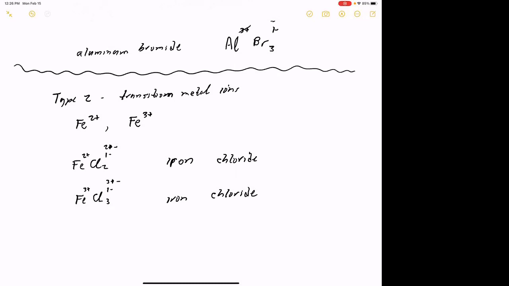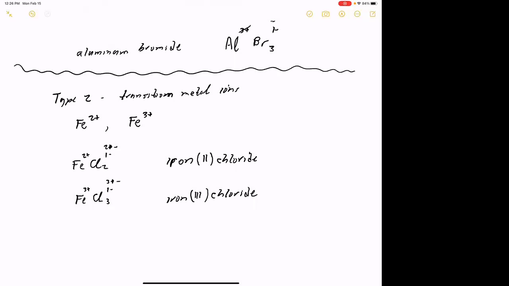What I'm going to do is after the iron part, after the metal ion, I'm going to put parentheses. And in those parentheses, I'm going to put Roman numerals to specify the charge on the iron ion. So in the first case, it's an iron 2. In the second case, it's an iron 3. So now, by putting those parentheses with those Roman numerals in there, I can differentiate between those 2 iron chloride compounds. So the first one's iron 2 chloride, second one's iron 3 chloride.